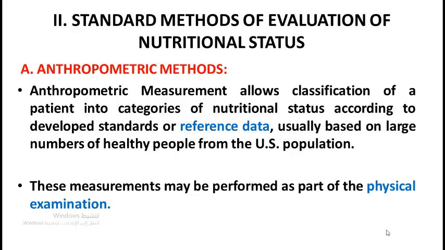Then which standard methods can we use to evaluate the nutritional status? The first one is the anthropometric methods. The anthropometric method allows classification of a patient into categories of nutritional status according to standards or reference data. These measurements may be performed as part of the physical examination.